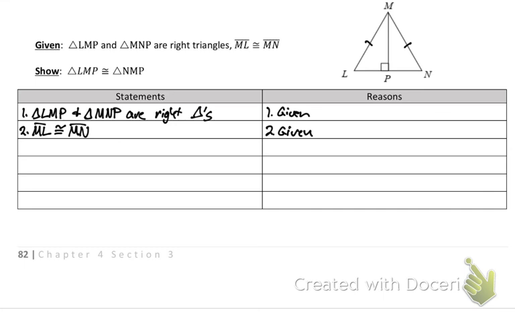So look back at the given. Does it say anything about P being a midpoint or anything? No. Okay. Well, maybe we could show MP is congruent to MP. Is there any way to show that those two things are congruent? The reflexive property. We should look for things that are shared. I would immediately go, oh, they have to be congruent because of the reflexive property. So MP is congruent to MP because of the reflexive property.